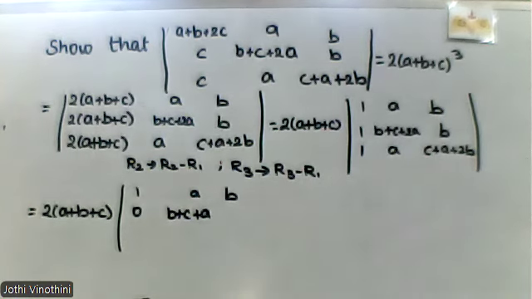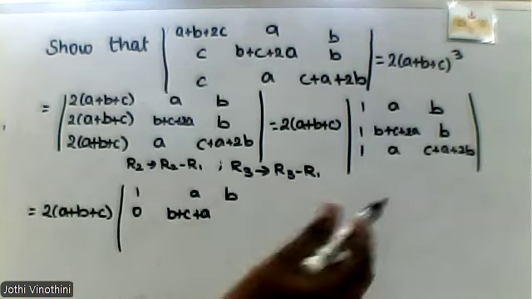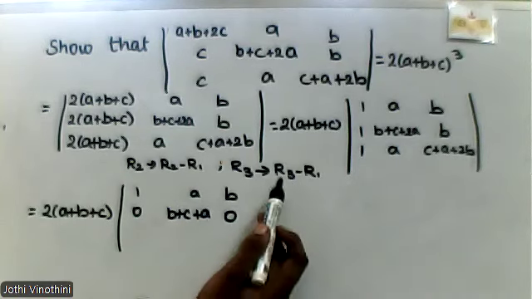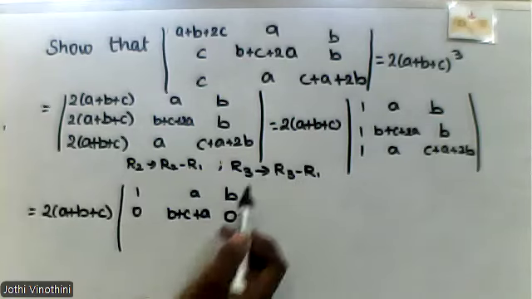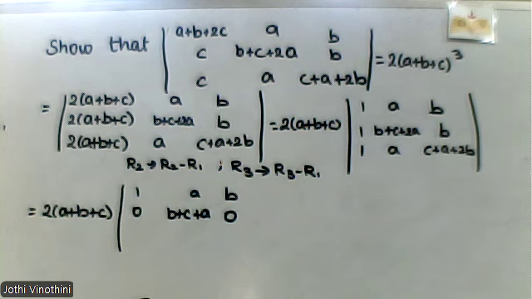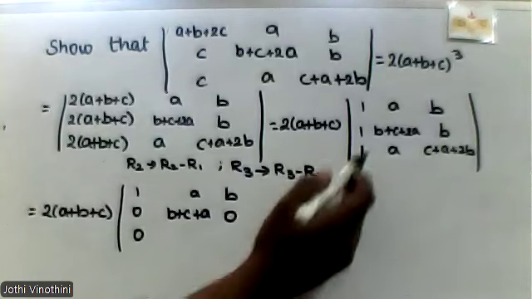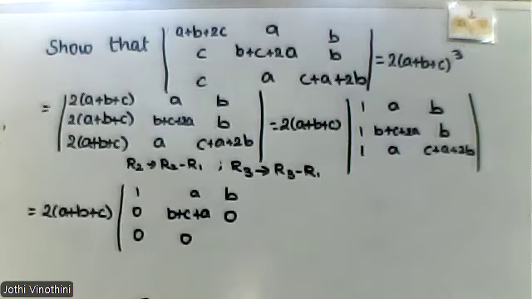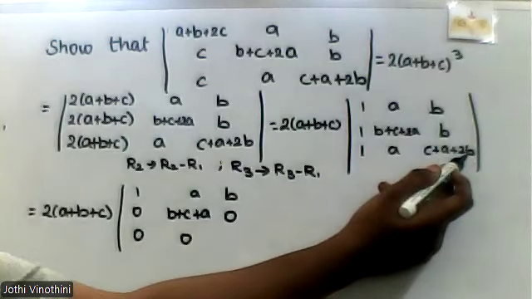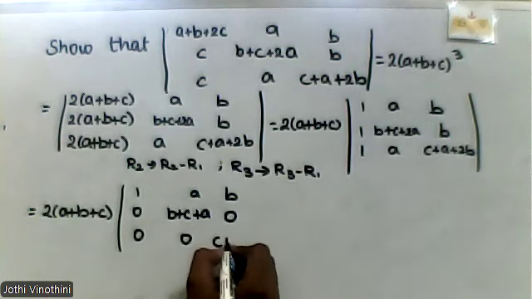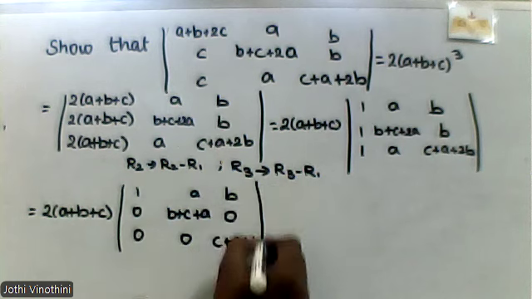See, here it is R2 minus R1. b minus b is 0. Now R3 will also change like R2, R3 minus R1. R3 is 1, R1 is also 1, so 1 minus 1 is 0. Here it is a, a minus a is 0. Here we have c plus a plus 2b minus b, 2b minus b is b. So we will have c plus a plus b. Clear?